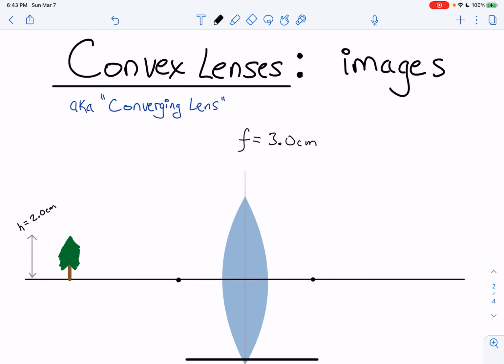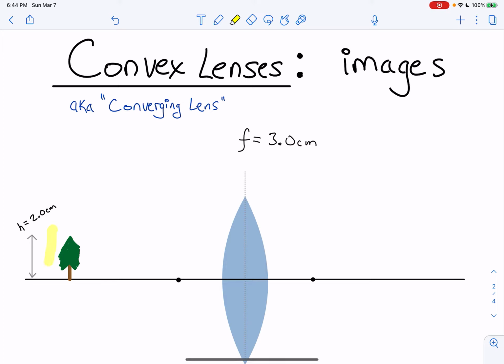Okay, so let's take a look at the images formed by a convex lens. I've drawn out the same lens that we looked at in the introduction and noted that its focal distance is 3 centimeters.